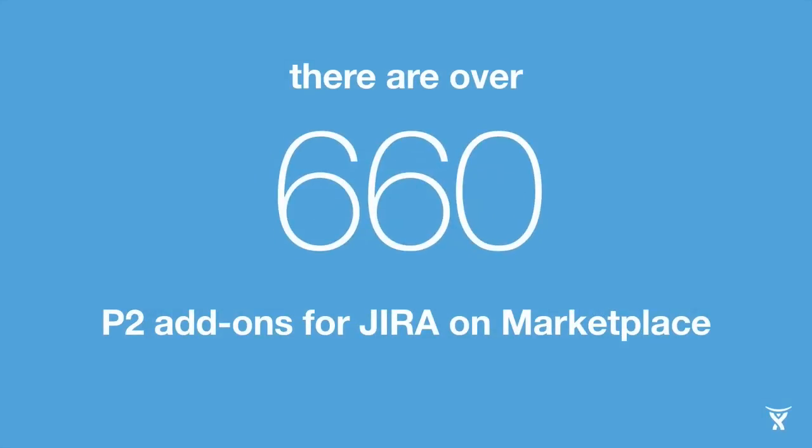As of today, there are over 660 add-ons created for P2 in JIRA and available on the marketplace. But keep in mind that, first of all, this number only represents those add-ons that are on the marketplace, and only those that were created by external developers, by vendors, not by Atlassian. So the overall total number of all the add-ons created by P2 is much, much higher than that.